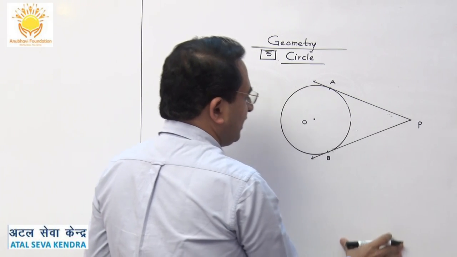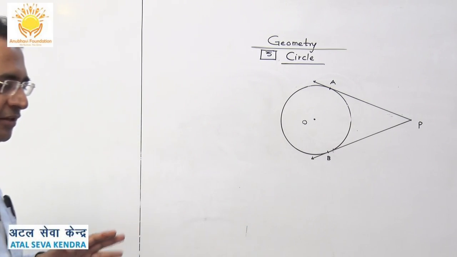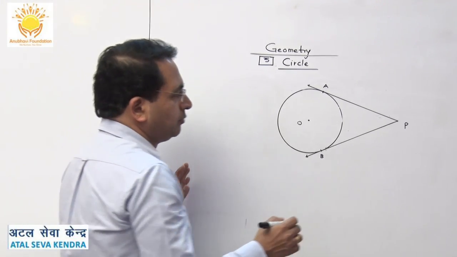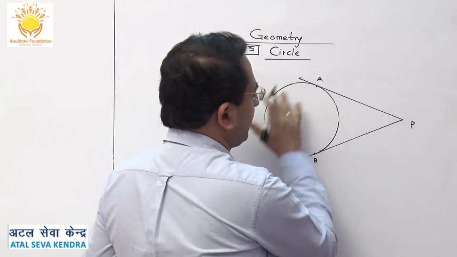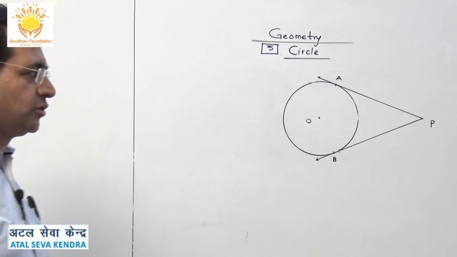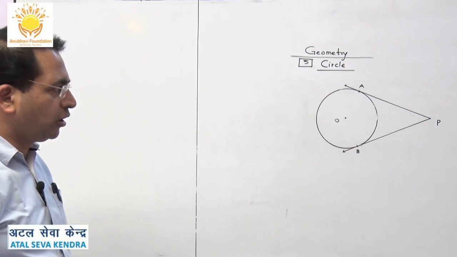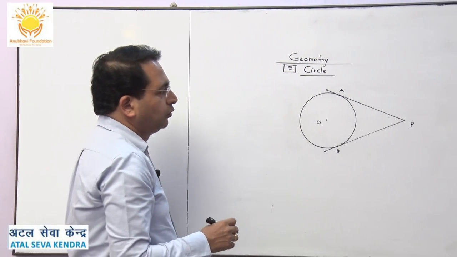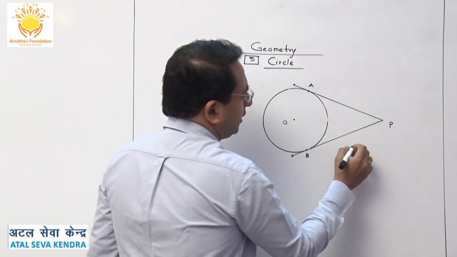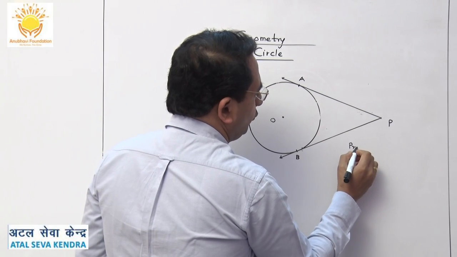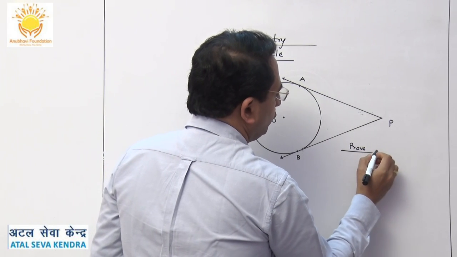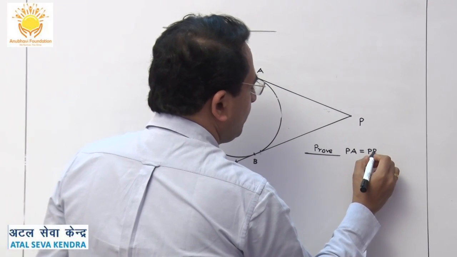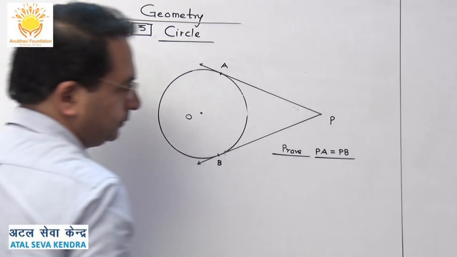I'm not writing the entire proof here, that you can easily manage through your basics. But see what you have to write. This is the diagram you are supposed to draw first. Tangents drawn from the external point to the circle are congruent. Now what is the statement to prove here? We have to prove that PA is equal to PB.